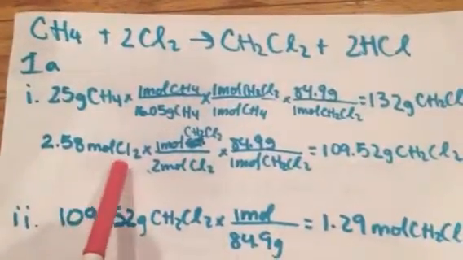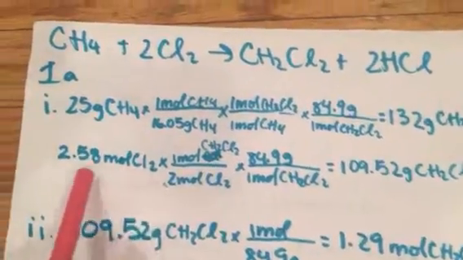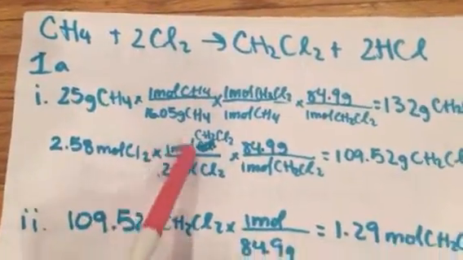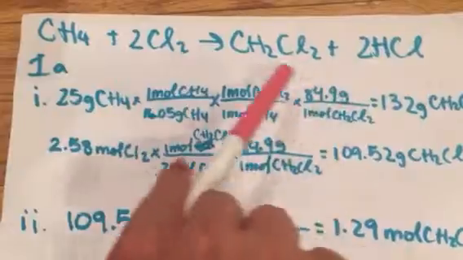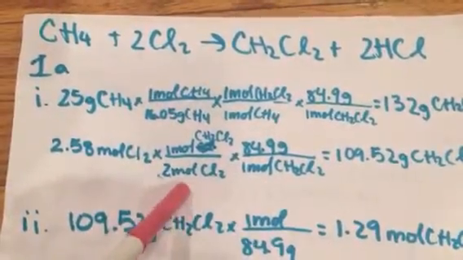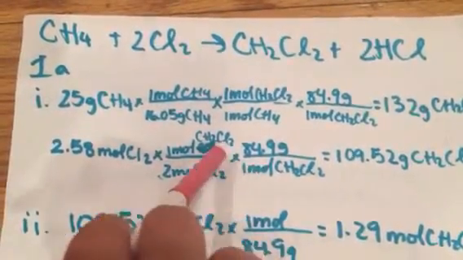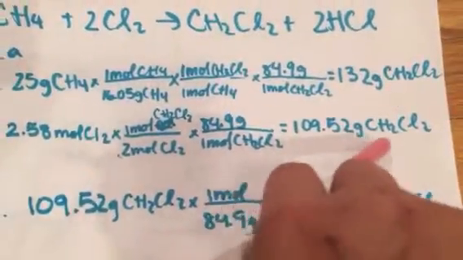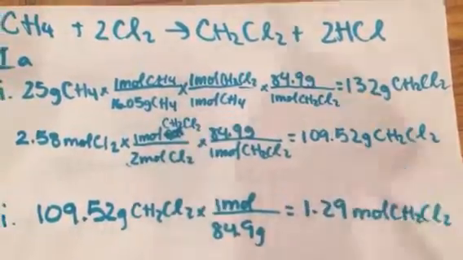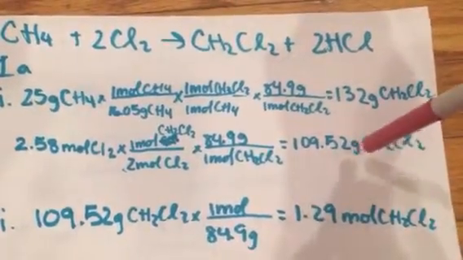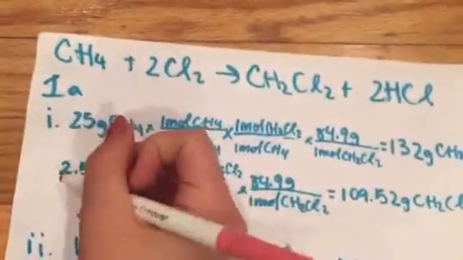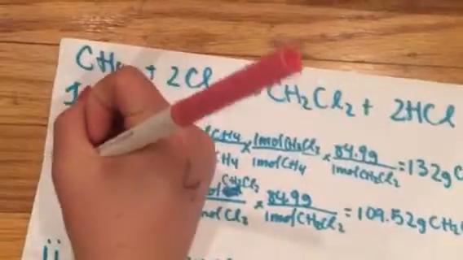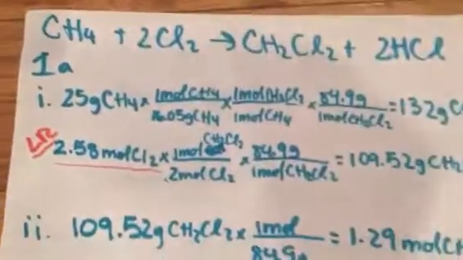And now we're going to do the same thing for the moles of Cl2. So it gives us 2.58 moles. We're going to do a mole to mole ratio. We're using the equation above to get those mole ratios. And then we're going to convert CH2Cl2 into grams. That's going to give us 109.52 grams of CH2Cl2. So since this number here is smaller, we know that this here is our limiting reactant.